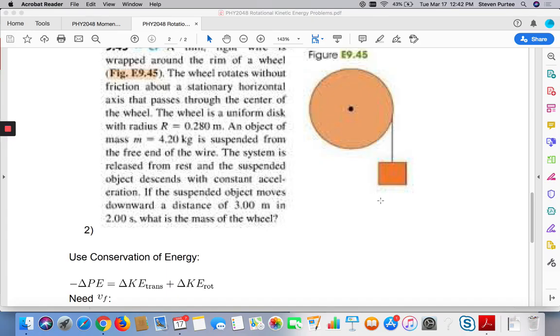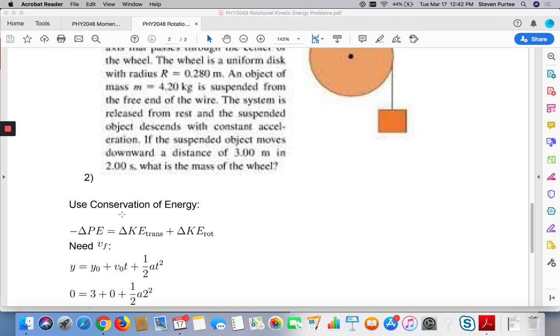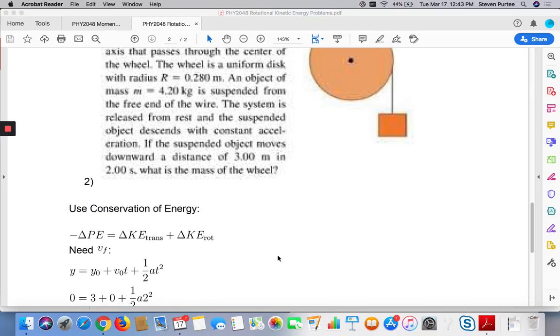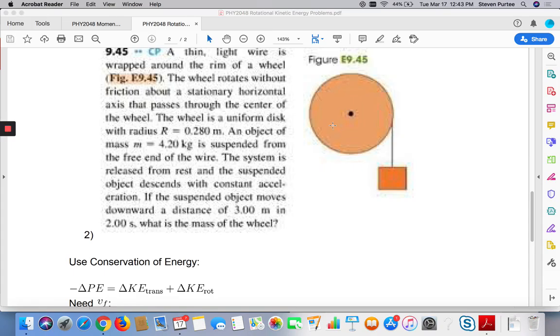We're told a bunch of information, how far the mass drops, how long it drops. We're going to figure out what the mass of this disc must be to satisfy all these conditions. So we're just going to use conservation of energy. The change in potential energy of this mass dropping, mg change in h, all that energy will be converted into the translational kinetic energy of this mass dropping, plus the rotational kinetic energy of this disk spinning around.